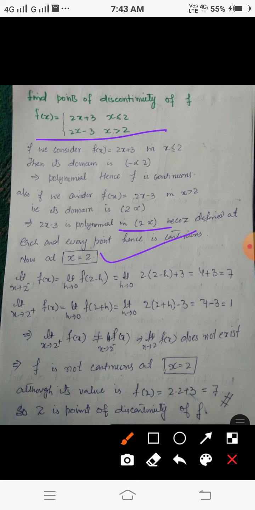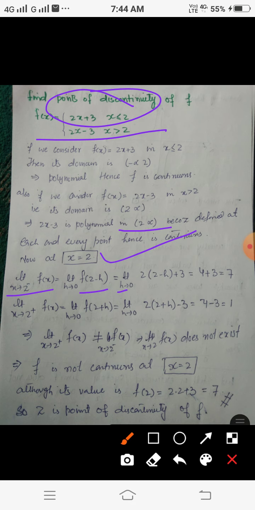Now for this we need to find the limits, that is the left limit and right limit at x equals 2. Now the left limit is limit x tends to 2 negative of f of x, which is limit h tends to 0 of f of 2 minus h. Now 2 minus h is a point which is less than 2, and for the points which are less than or equal to 2, f of x is defined by 2x plus 3. So put x equals 2 minus h in this, it is simply limit h tends to 0 of 2 into (2 minus h) plus 3.